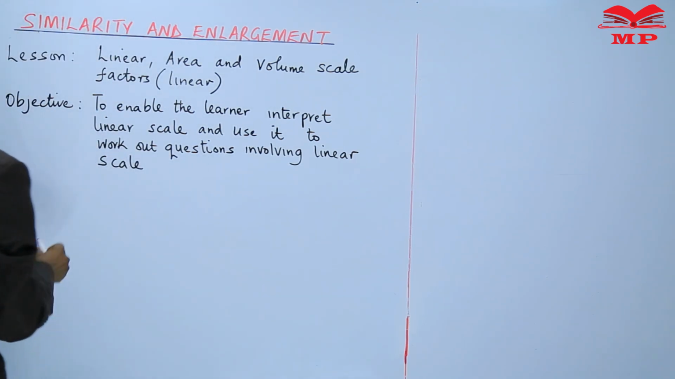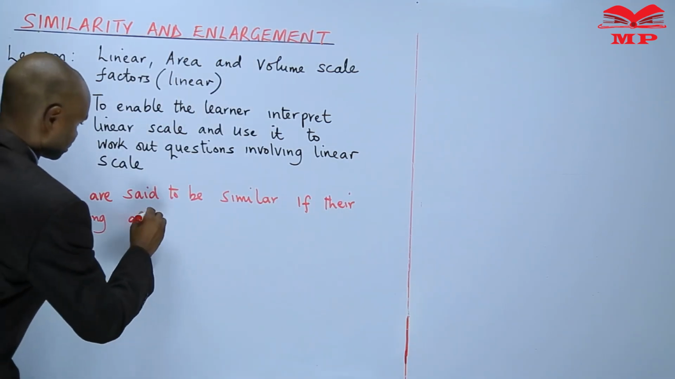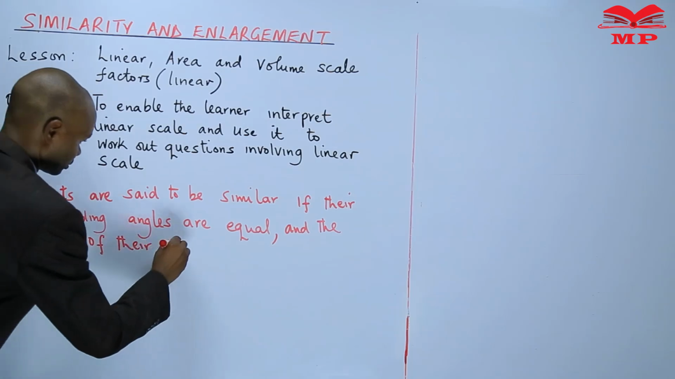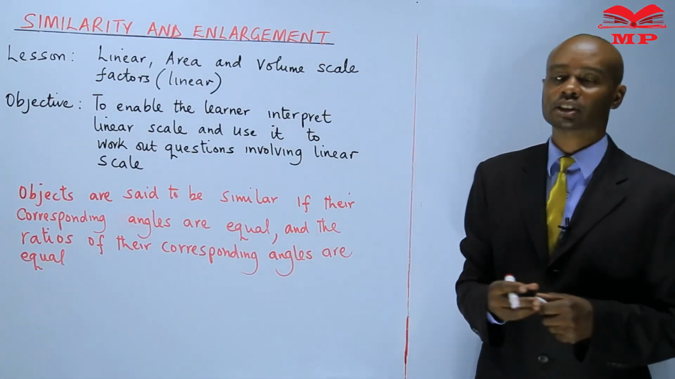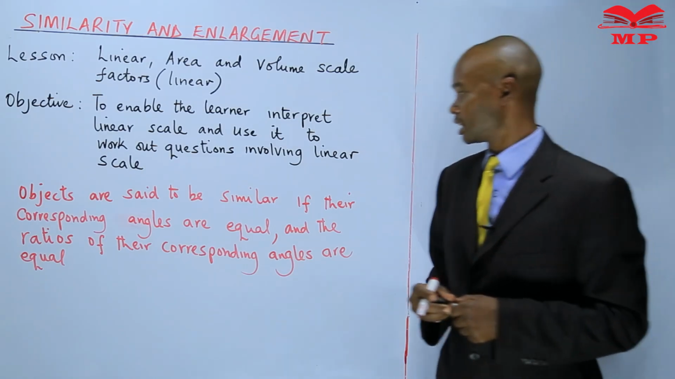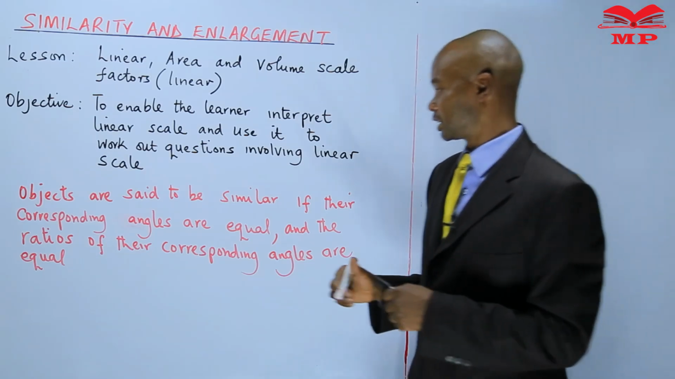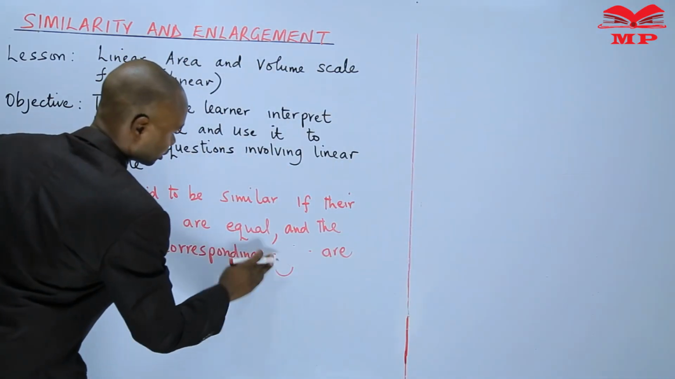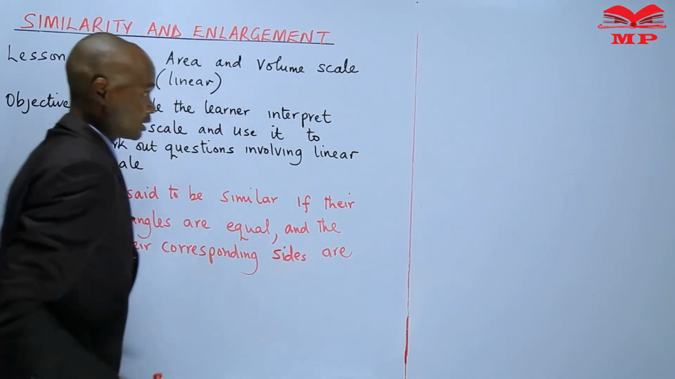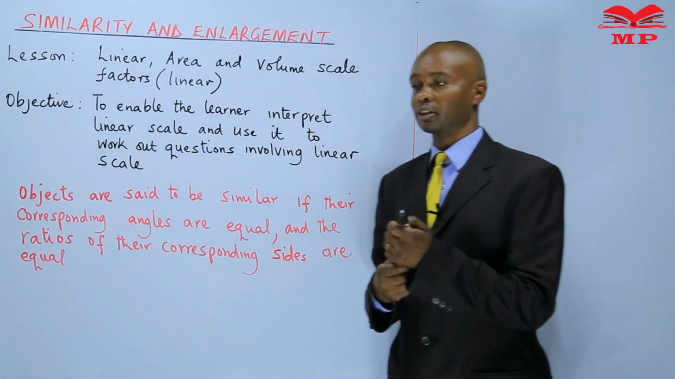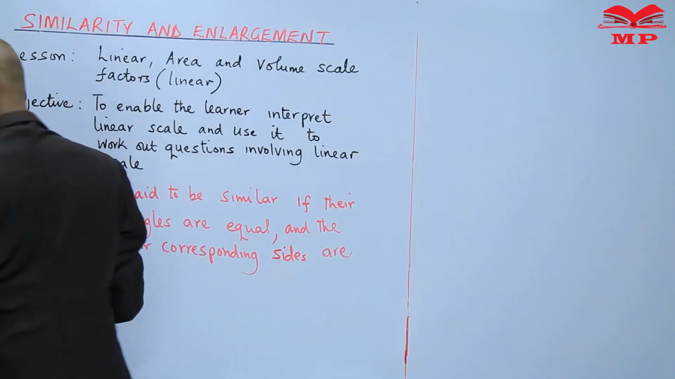So what we note here first, objects are said to be similar if their corresponding angles are equal and the ratios of their corresponding sides are equal. We are going to look at two triangles.